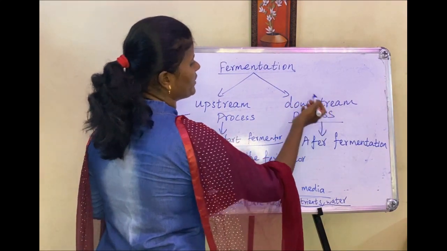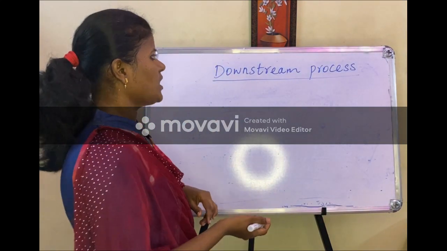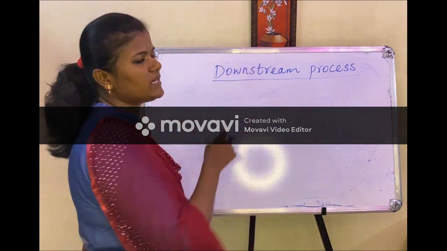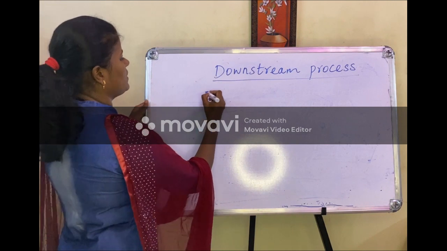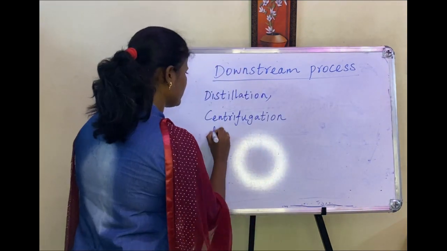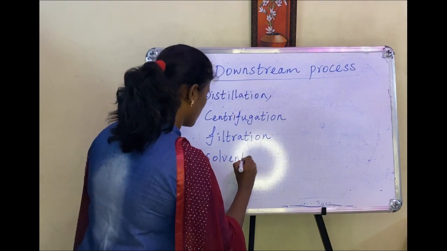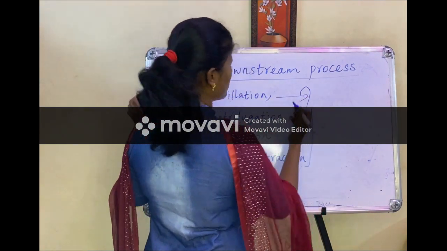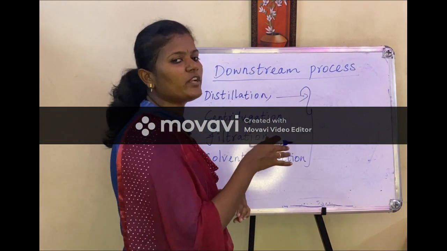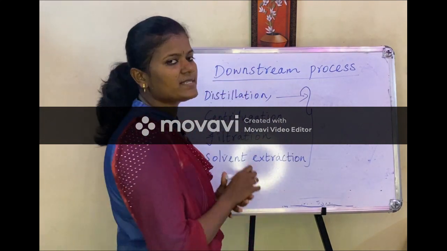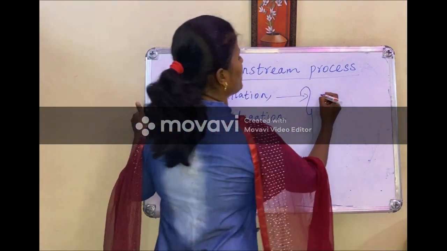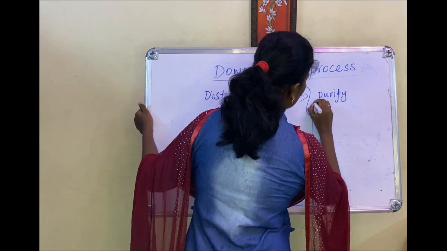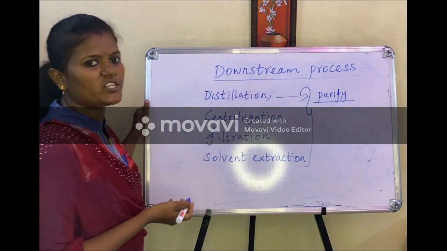Next we will discuss the downstream process. After fermentation, the processes we do come under the downstream process: distillation, centrifugation, filtration and solvent extraction. What is distillation? We have to purify the liquid by using the distillation process.